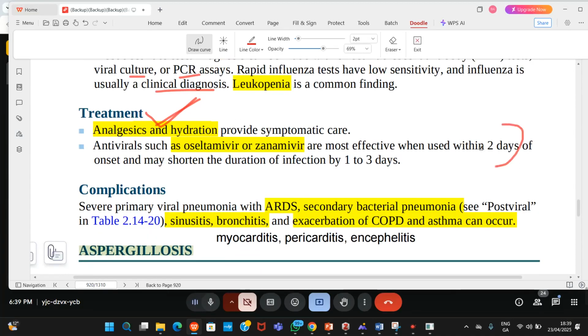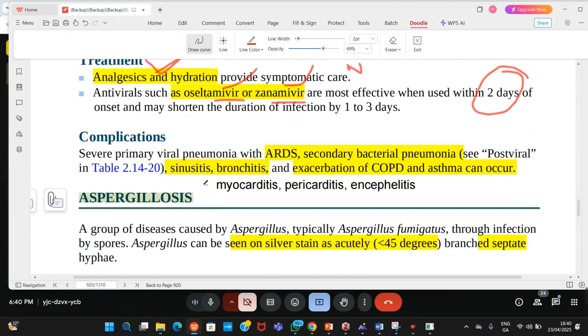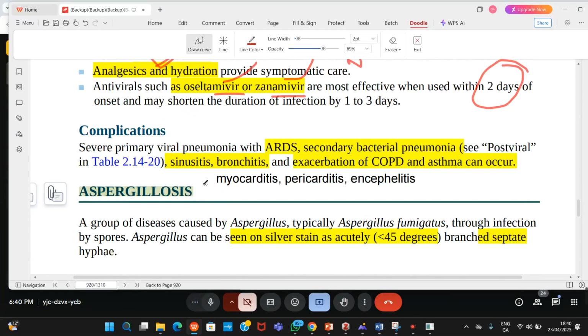Just give supportive treatment. That's all about influenza. And if you pick it up within 48 hours of presentation, you can administer oseltamivir or zanamivir, which are neuraminidase inhibitors. But if it's more than 48 hours, these drugs have little or no role to play. So within 48 hours, give these drugs and provide supportive treatment.